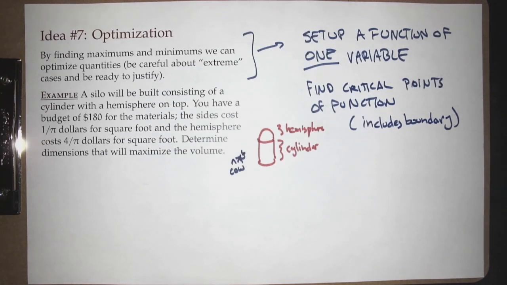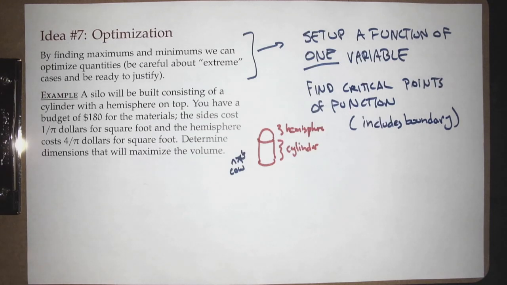You have a budget of $180 for the materials. The cylinder costs a suspicious number, 1 over pi dollars per square foot. The hemisphere costs, again, a suspicious number, 4 over pi dollars per square foot. Determine dimensions that will maximize the volume.